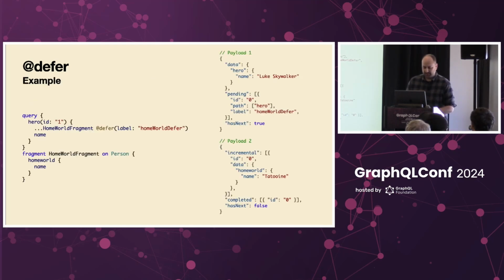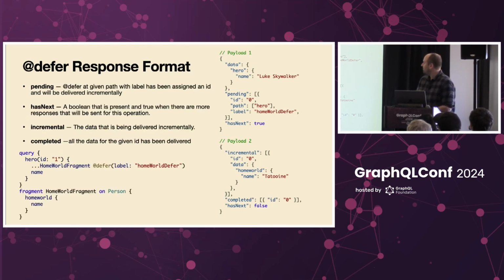So here's an example query. The query is loading the name and homeworld of our hero. And let's say that loading the homeworld is an expensive operation. So by deferring the homeworld fragment, we can get the hero's name while the homeworld is still loading. We just need to put the defer directive on the fragment spread.